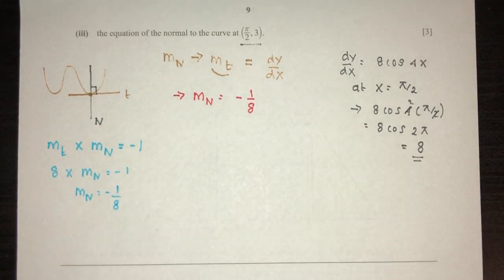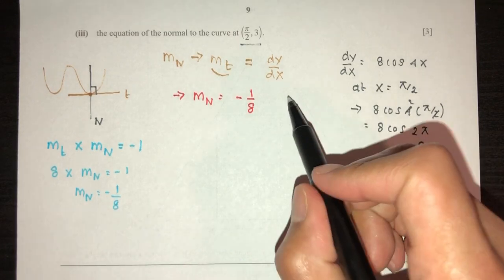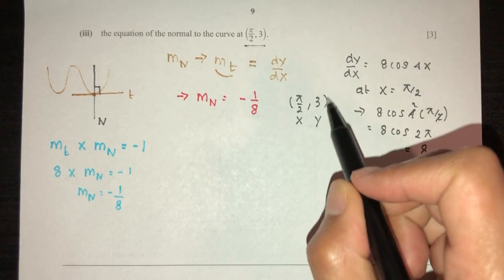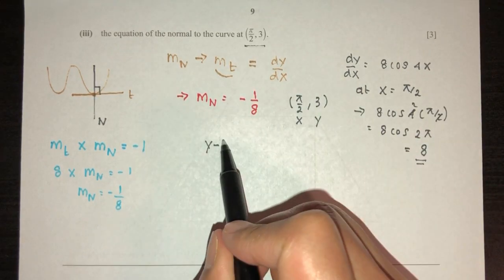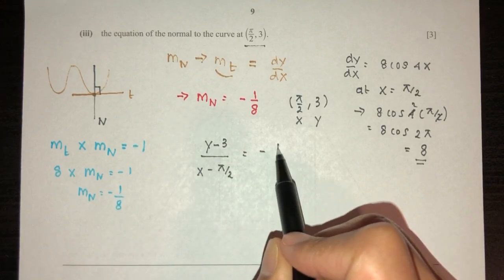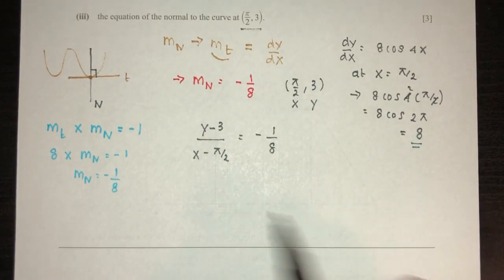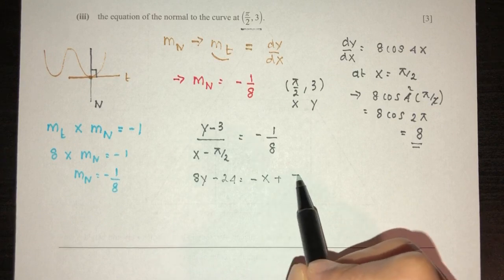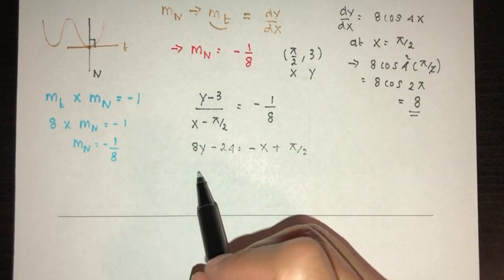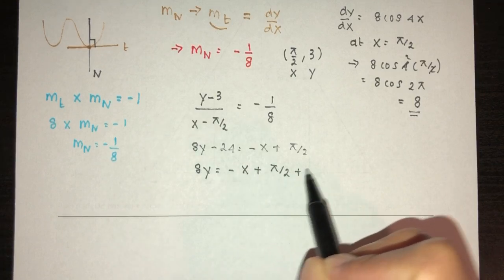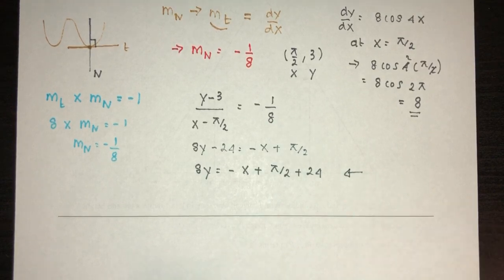Now since you have the gradient, you can find the equation of that line by using the passing point, which is this point. This is your x, this is your y, so you use y minus 3 on top, divided by x minus pi by 2 on the bottom, is equal to minus 1 over 8. Now we cross multiply, you will have 8y minus 24 is equal to minus x plus pi by 2. Now simplify, that will be 8y is equal to minus x plus pi by 2 plus 24. And this is your answer for part 3 of question number 6.